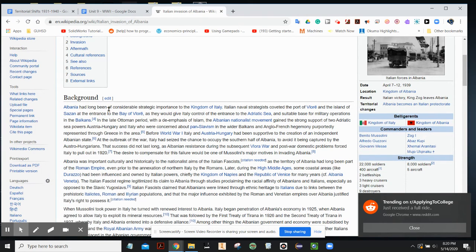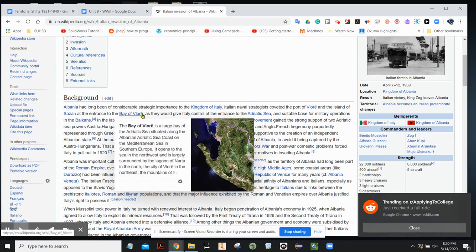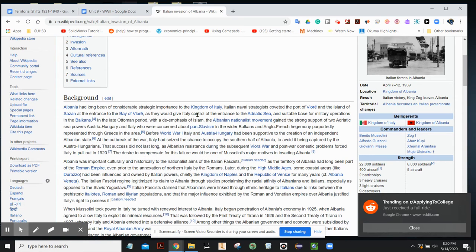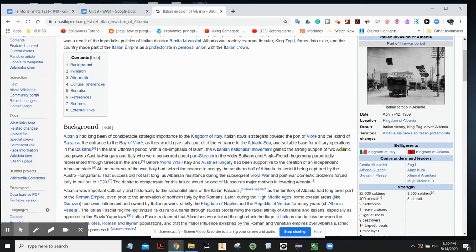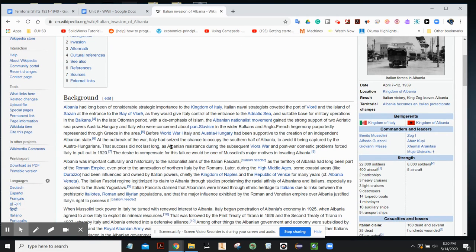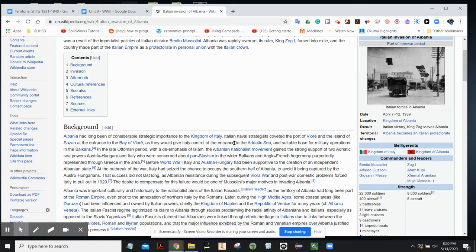Albania had long been of considerable strategic importance to the Kingdom of Italy. Italian naval strategists converted the port of Vlore and the island of Suzan as an entrance to the Bay of Vlore, as they would give Italy control of the entrance to the Adriatic Sea, a suitable base for military operations in the Balkans. So now we know why he wanted it. He wanted to have control of the Adriatic Sea and control trade in the Balkans.